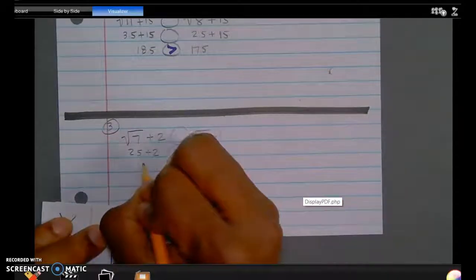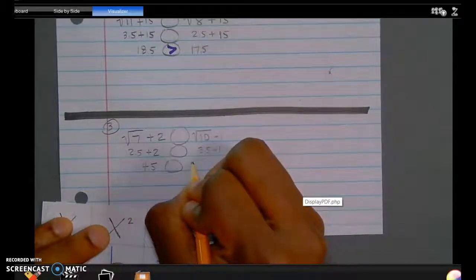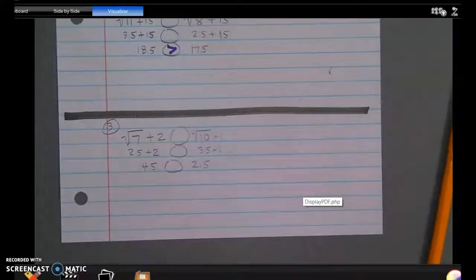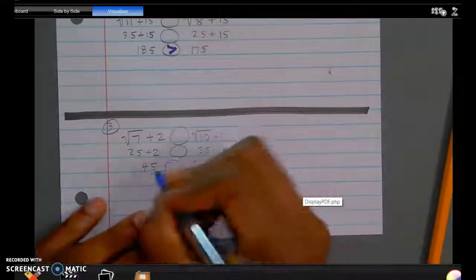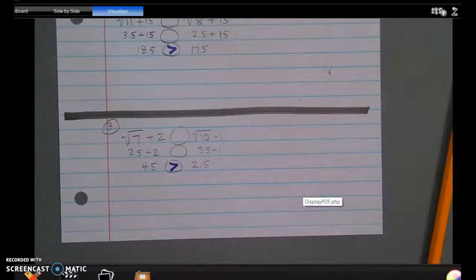Okay. And I go ahead and add these together. 3.5 minus 1 is 2.5. So again, my response is to say that 4.5 is greater than 2.5. It is just that simple with comparing your irrationals.